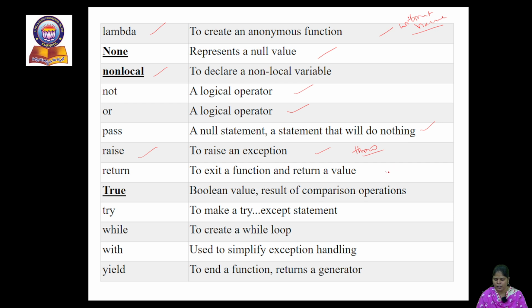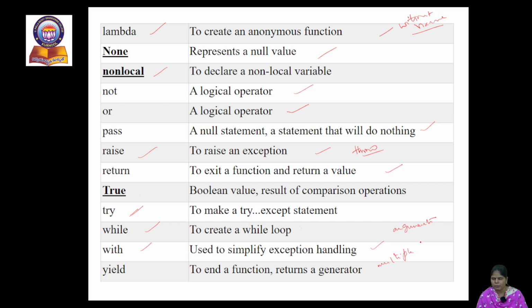Next, for returning, we have the return statement and return keyword, and True is a boolean value. Try, which is the same as try in Java. For exception handling, we will be using try. While, the while loop. With is used for exception handling, and if you want to pass some arguments, we will be using with. And yield, which is the same as return, but it will return multiple values.